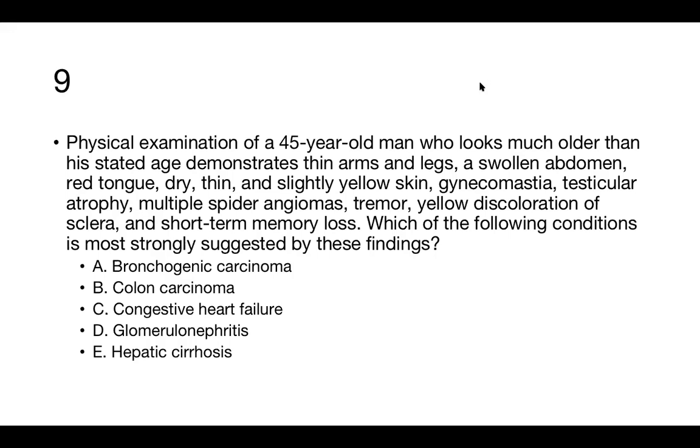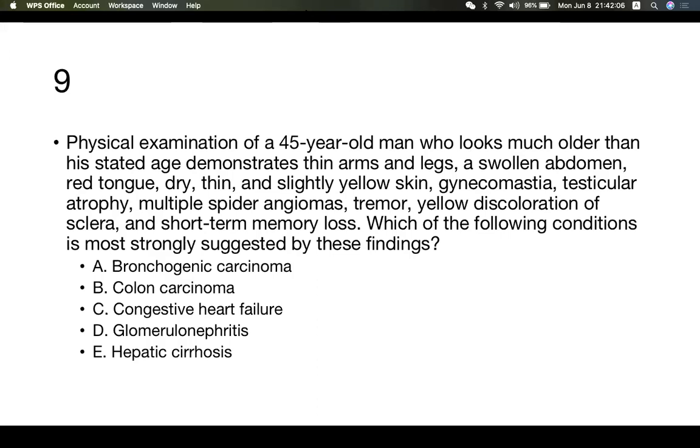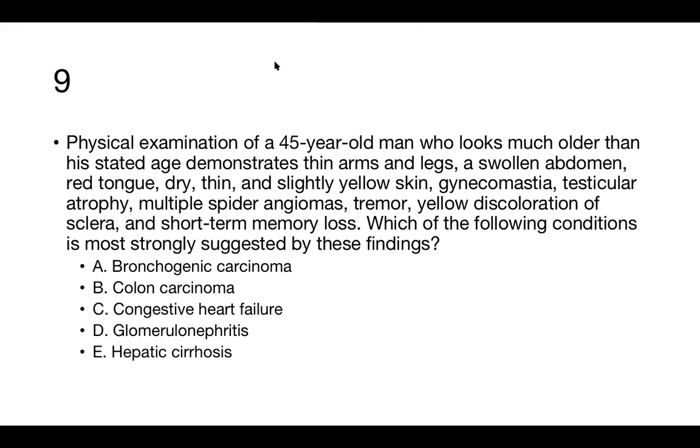This is option E. That is hepatic cirrhosis. Why? Because he has multiple spider angiomas, yellow skin, gynecomastia, and many other features which are present in liver cirrhosis. Bronchogenic carcinoma is present mostly in older age, and he is only 45 years old. Yes, I will go for hepatic cirrhosis.